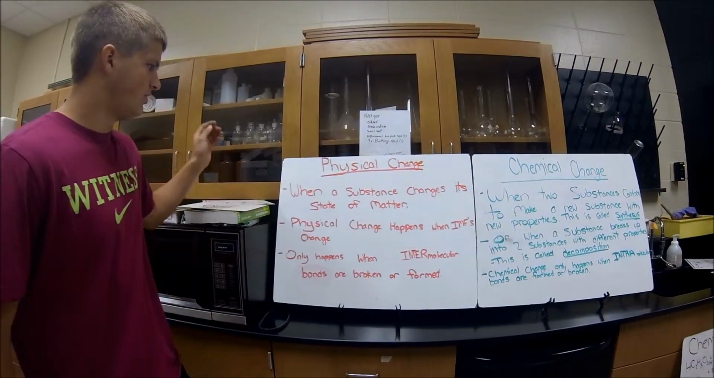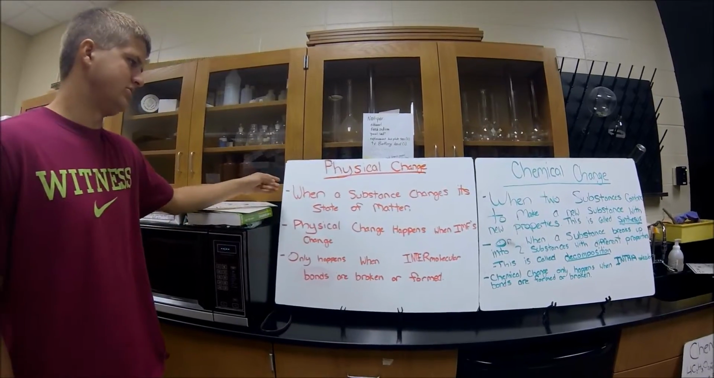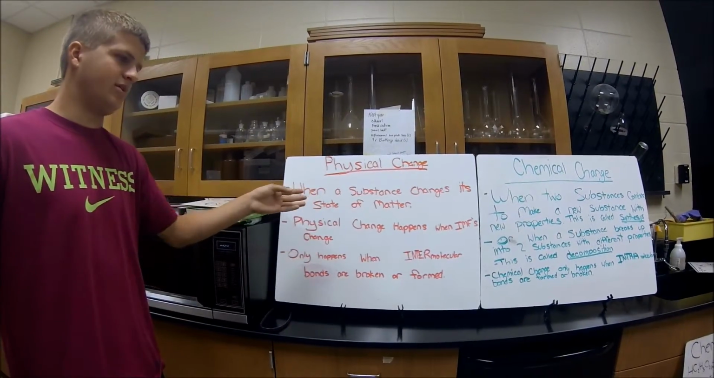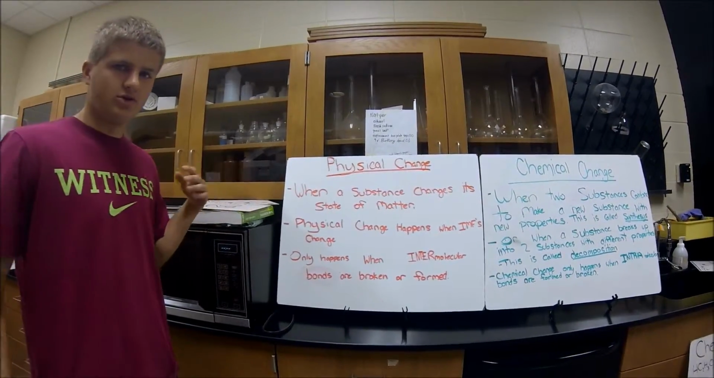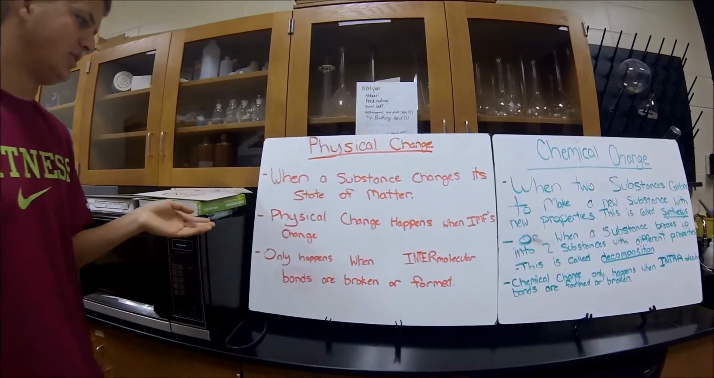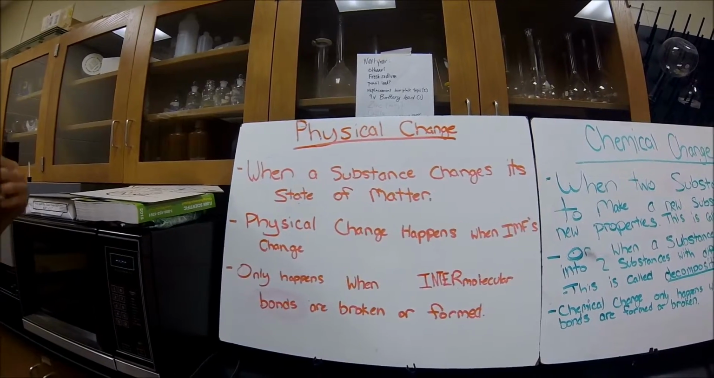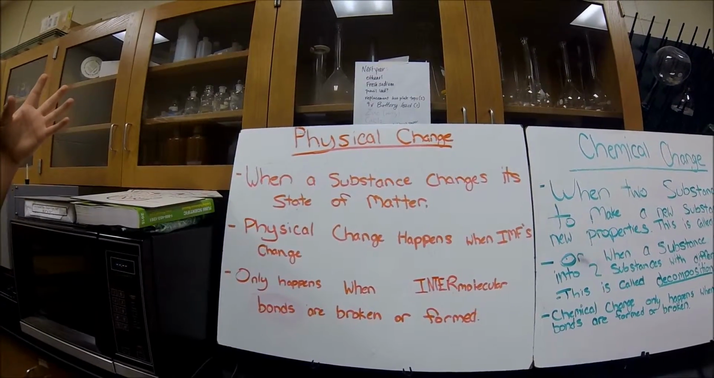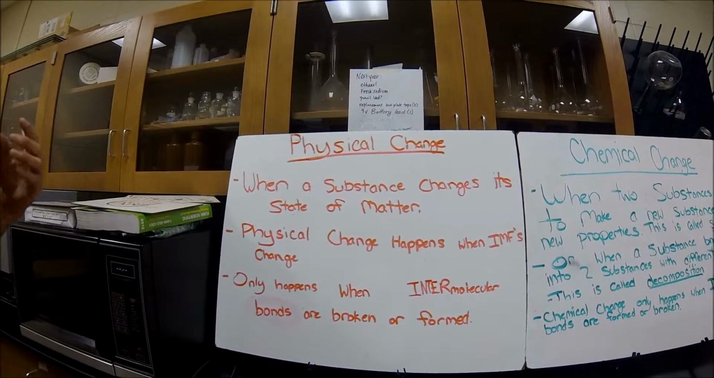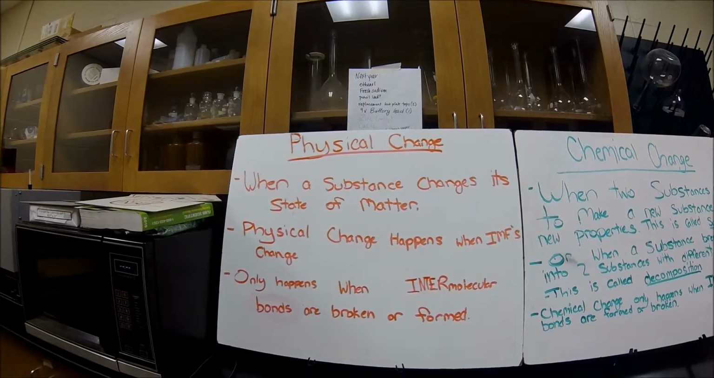To start off, physical change happens when a substance changes its state of matter, for example, from a liquid to a solid. Physical change only happens when IMFs change, such as hydrogen bonds or London dispersion forces. Only happens when intermolecular bonds are broken or formed.